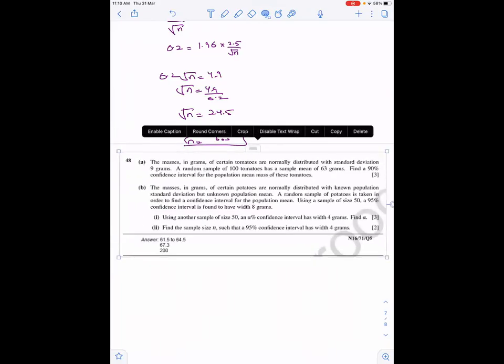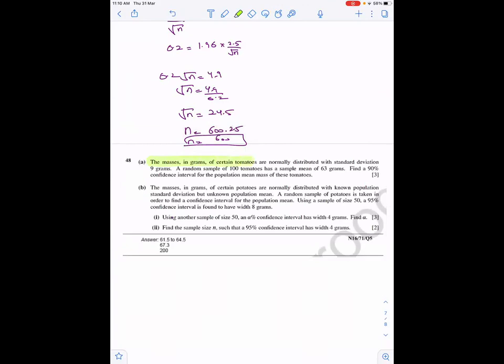It says the masses in grams of certain tomatoes are normally distributed with standard deviation 9 grams. A random sample of 100 tomatoes has a sample mean of 63 grams. Find a 90% confidence interval for the population mean of these tomatoes. It's easy, isn't it? If you want, I can do it. You want me to do it or should I do the B part? No, you do the B part because this one's easy.